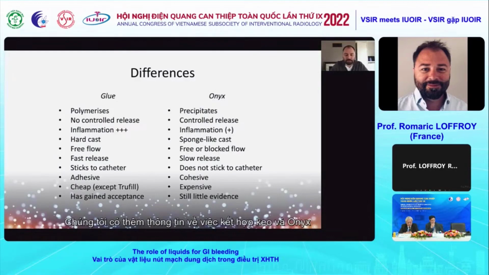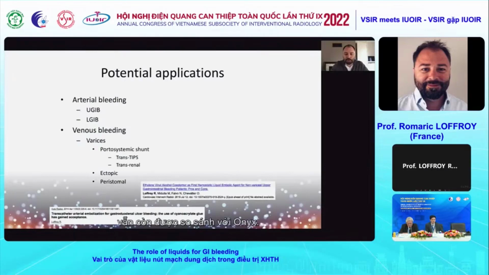We probably have more inflammation with glue than with Onyx. We can use both in a free or blocked flow manner. Of course, the philosophy of injection is quite different with glue, which is fast, as compared to Onyx, which is slow. You can stick the catheter even with Onyx if the injection is very slow, but let's say that the risk is higher with glue. Adhesive versus cohesive, and glue is really cheap as compared to copolymers, which are expensive. And glue has really gained acceptance if we look at the literature over the last 5 years for GI bleedings as compared to Onyx.